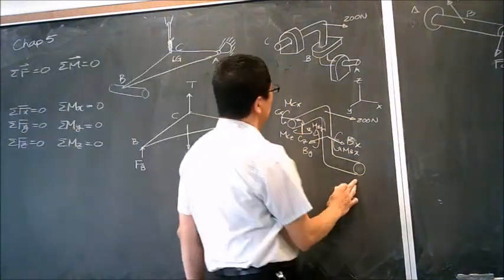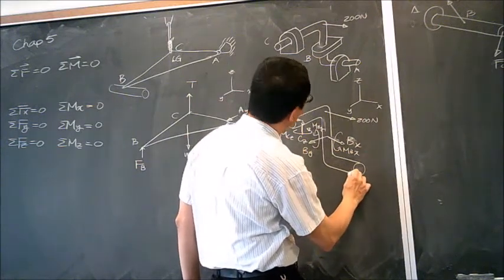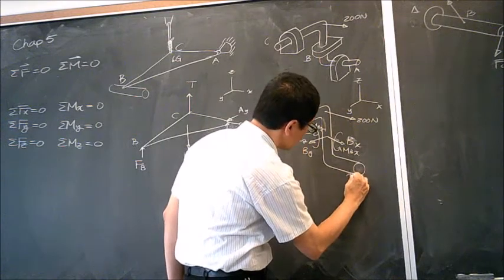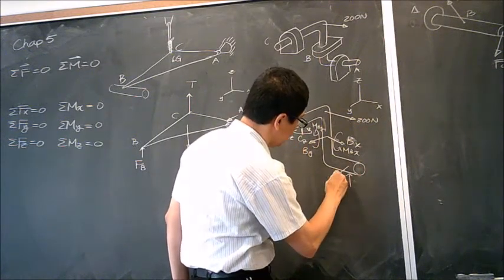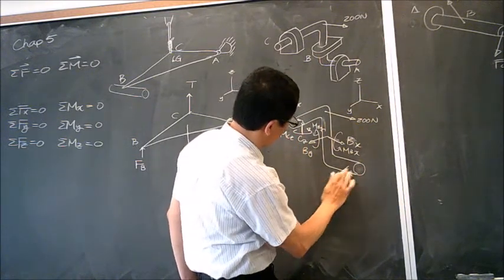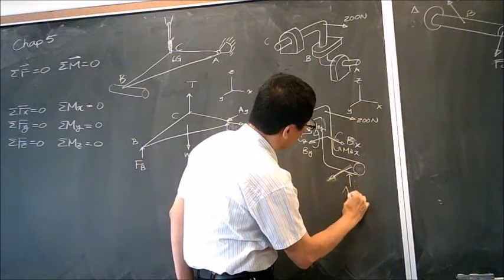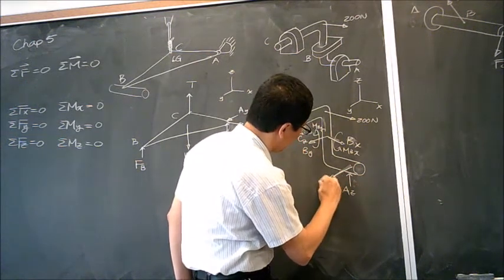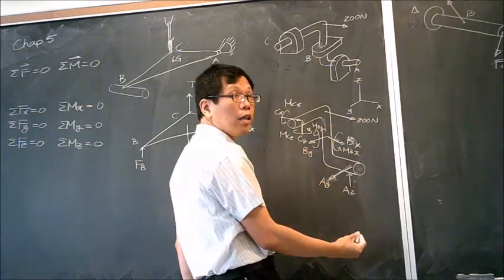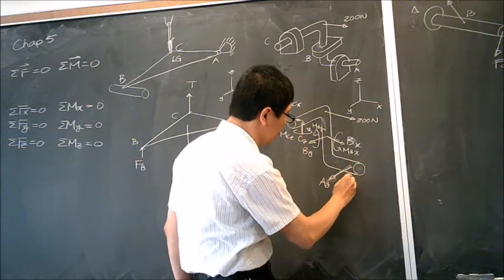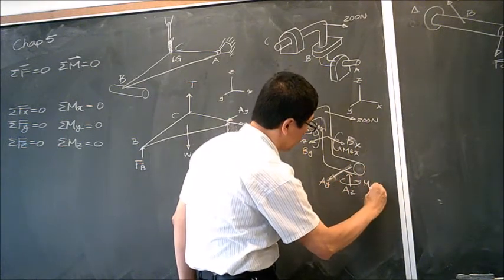For A over here, it can move freely along the X axis, but not the other two directions. So I have A, B, A1, and the moment is going to be applied to those axes as well, so it's going to be M, A, Z.